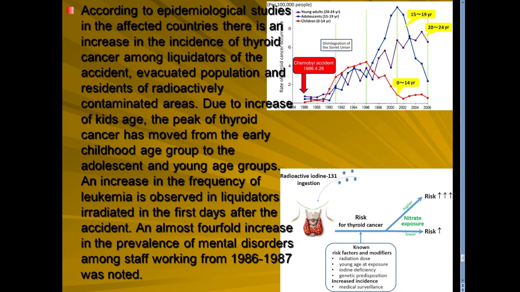According to epidemiological studies in the affected countries, there is an increase in the incidence of thyroid cancer among liquidators of the accident, the evacuated population, and residents of radioactively contaminated areas. With the increase of the children's age, the peak of thyroid cancer has moved from the early childhood age group to the adolescent and young age groups.